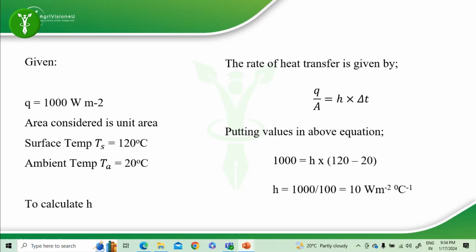So substituting the values, we get the value of the convective heat transfer coefficient as 10 watt per meter square per degree. It can be Kelvin or Celsius, all the same, since this deals with the temperature difference itself. Whether the difference is in degree Kelvin or in degree Celsius, that doesn't matter.